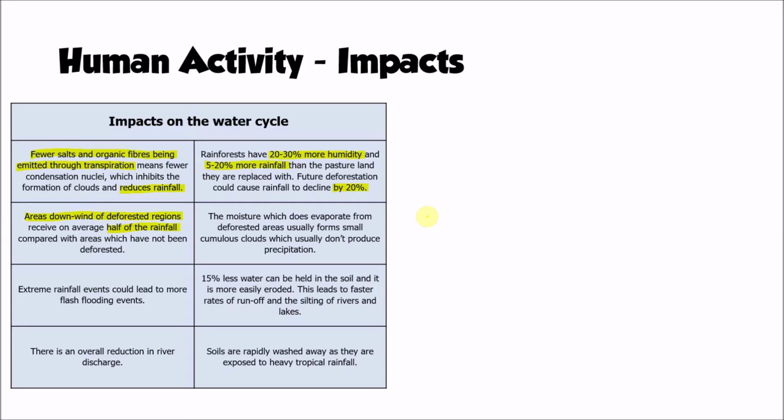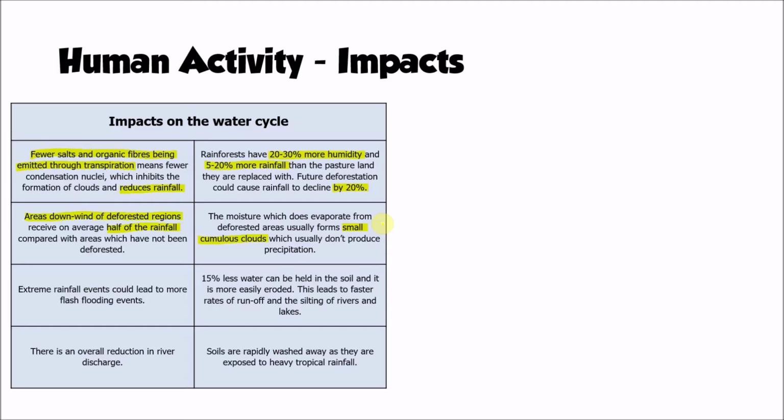Another reason why this rainfall is declining is that any evaporation taking place from deforested areas usually doesn't form clouds that are large enough to produce large amounts of precipitation. It tends to form small cumulus clouds, the little fluffy clouds we see, which don't generally bring very much rainfall. A lot of the rainfall within the rainforest is driven by what we call cumulonimbus clouds. They don't form in areas which have been deforested.